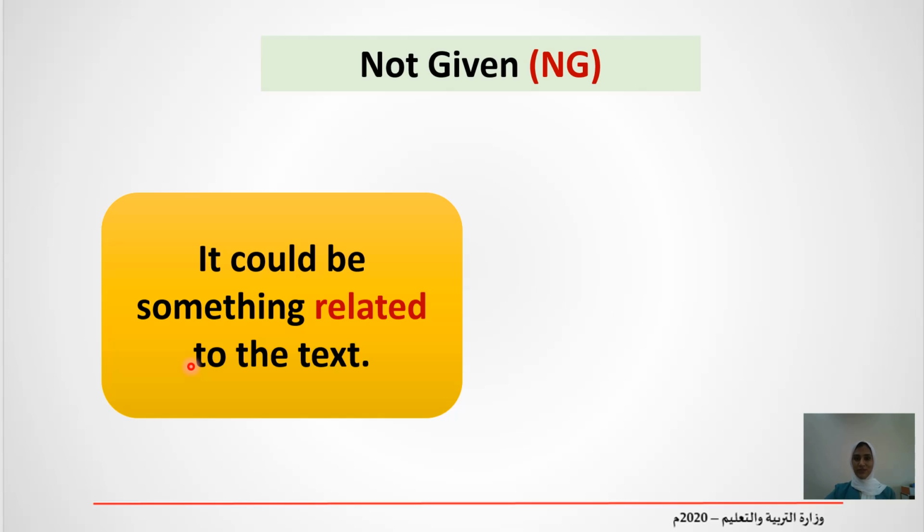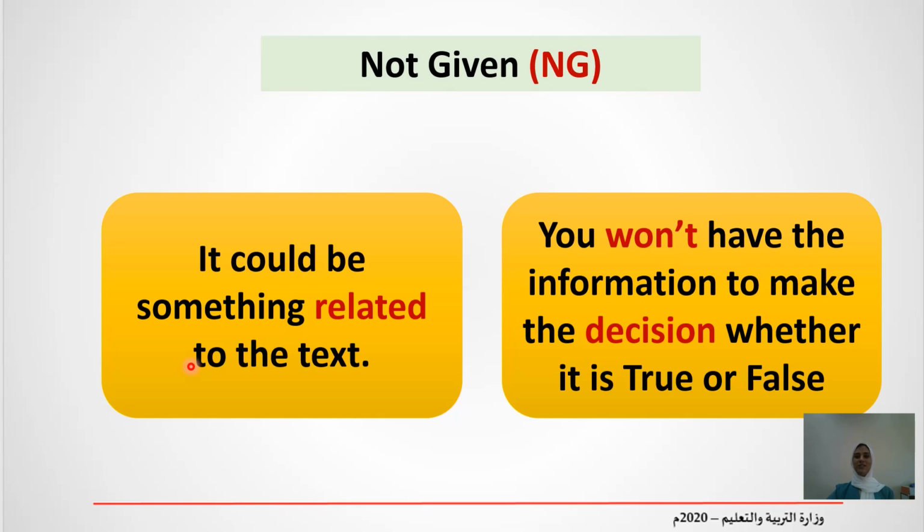And another tip for you to decide whether it's true, false, or not given is that you want to have the information to make the decision whether it is true or false. So you'll find that you don't have enough information to say, is it true, is it false? There's not enough information in the reading text, and that's when the answer is not given, because it's not there in the first place.